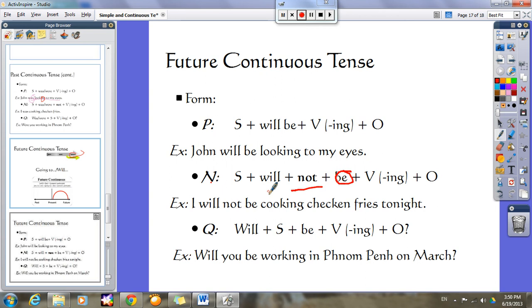Also, moreover, it's possible to use either will or be going to to create a future continuous with little difference in meaning. It seems like it doesn't have too much meaning, but as you learn, you will notice that there is a huge difference between will and going to.